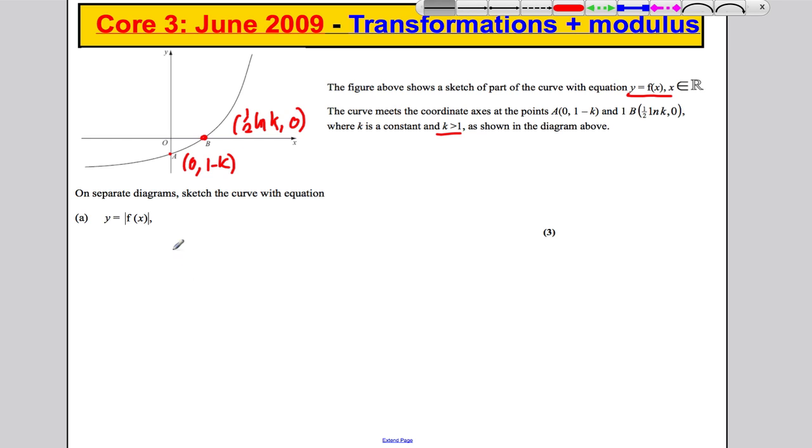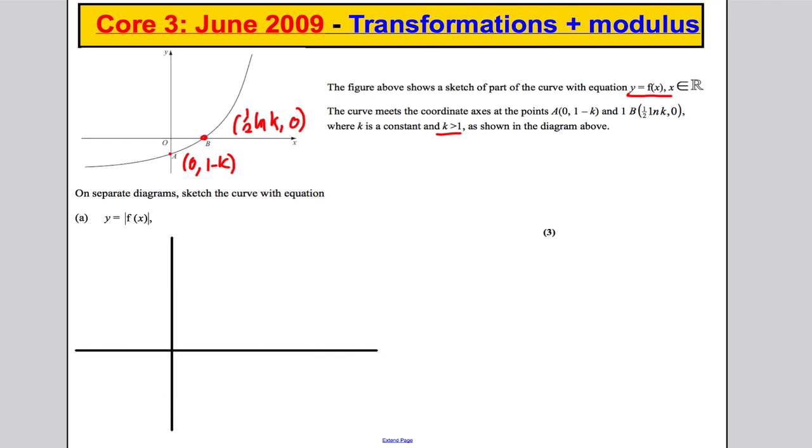Well, this is quite easy. For 3 marks, mod f of x, you just draw the f of x graph and where f goes negative, you reflect it. So it's got to look like a cusp, something like that when you do it. So there's 1 mark for getting that right. And this B here would still be (half ln k, 0), but this point here would now be (0, the negative of this, which will be k minus 1). And we'd be done for that.